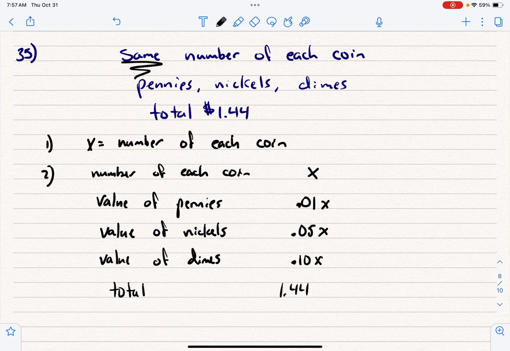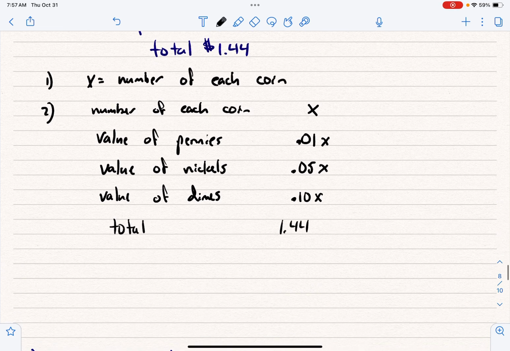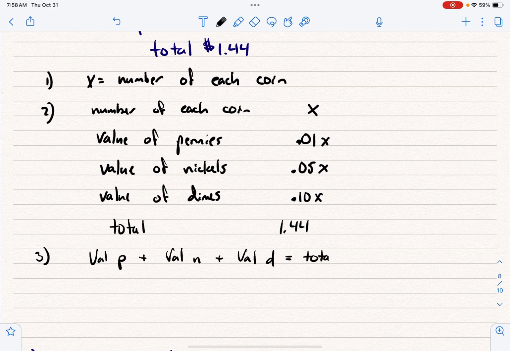At this point, we can go ahead and set up our model. So what's our model? Our model is the value of the pennies plus the value of the nickels plus the value of the dimes all must equal the total. If the value of the pennies is 0.01x and the value of the nickels is 0.05x and the value of the dimes is 0.10x and the total is 1.44, we can add these up.